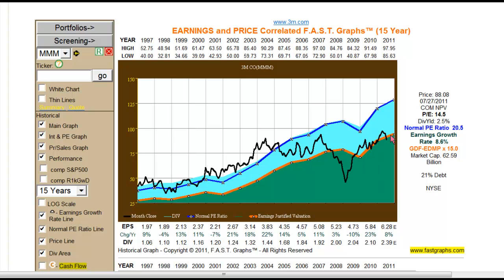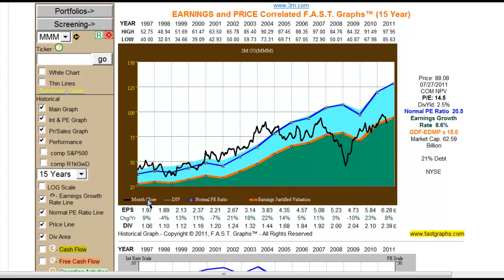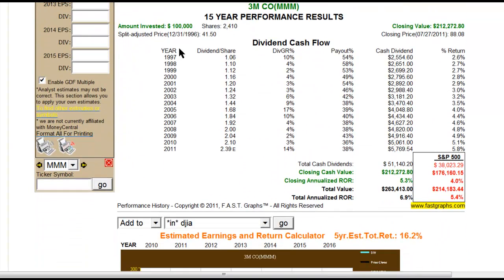And then of course earnings recovered as we've come out of the recession, and the stock price has recovered also. It's also important to note that the stock was fully valued, in line with its dividends, at the beginning of this period in early 1997, and then the stock price touched the orange earnings justified valuation line. In other words, we went from approximately a 20 multiple in the beginning period down to a 15 multiple towards the end of the period. So when we look at the performance associated with this 15-year period, we see that a $100,000 investment would have grown to $212,000. That's approximately a 5.3% annualized rate of return.